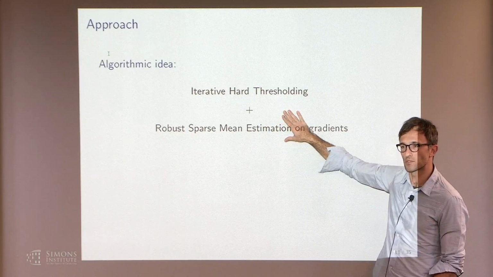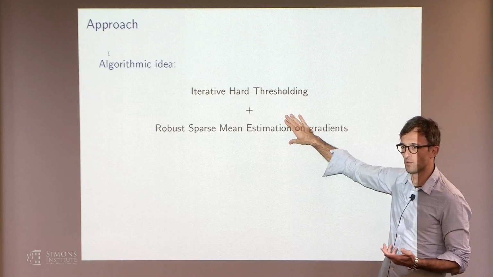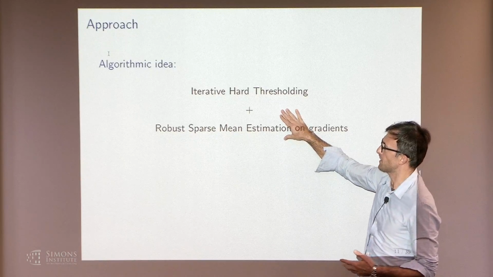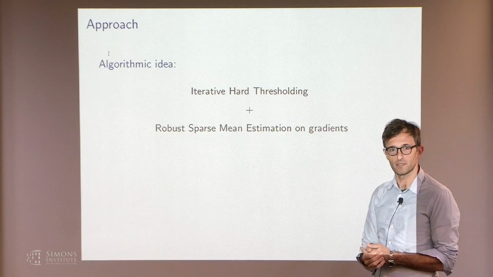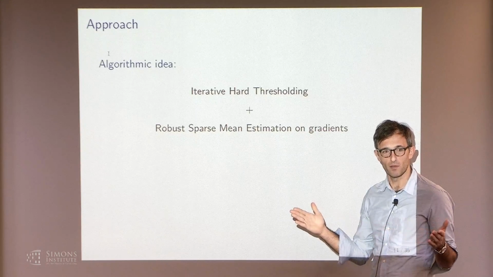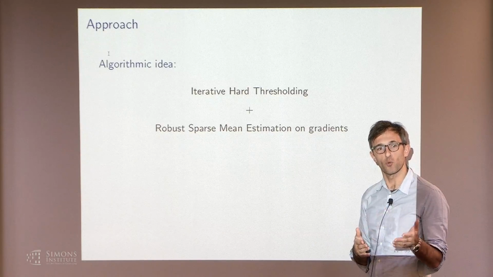If you think about any empirical risk minimization problem, and think about gradient descent, at every step, your gradient is a sum of gradients, each one coming from a different data point.